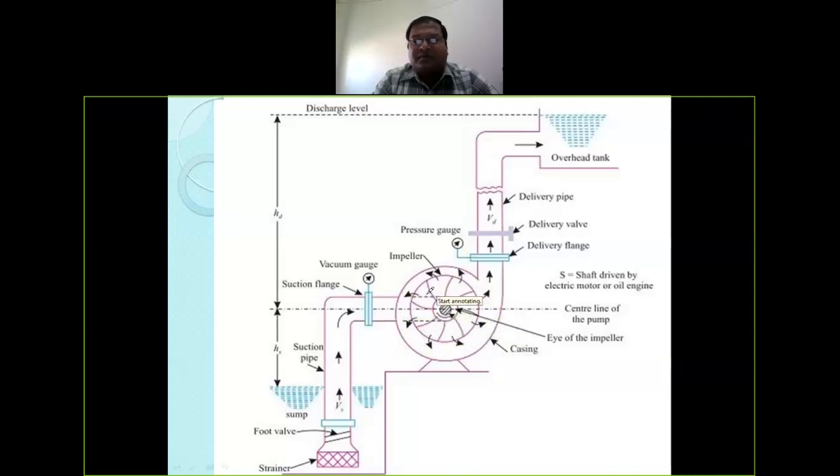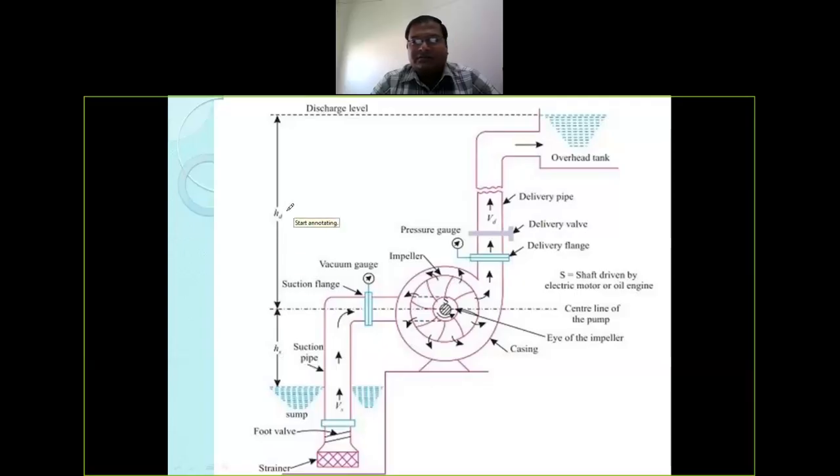This is the center line of the pump, and after that it is connected with the delivery pipe. Here the delivery valve is there, and the delivery pipe is connected to the overhead tank. This is your discharge level. This is height HD, the delivery head, from the center line of the pump to the discharge level, and this is HS, from the sump water level to the center line of the pump. HS is your suction head and HD is your delivery head. The summation of both, HS plus HD, is known as the static head. We will discuss each and every component.